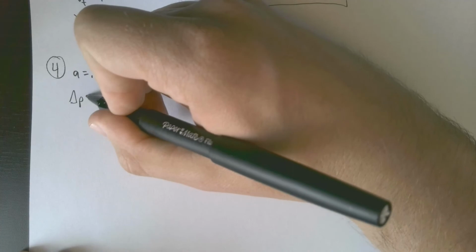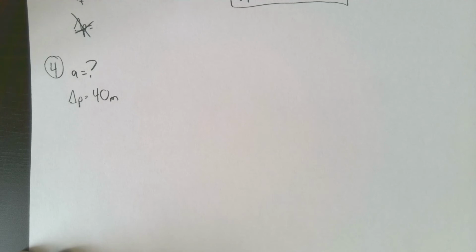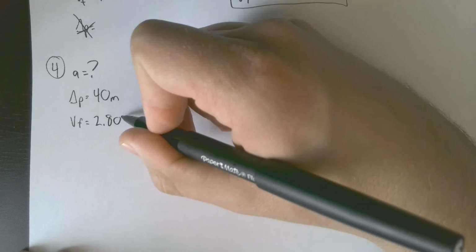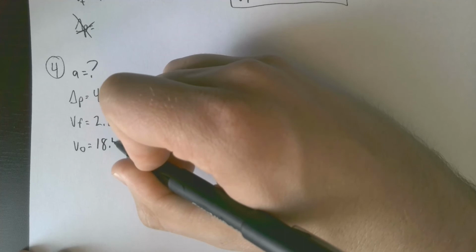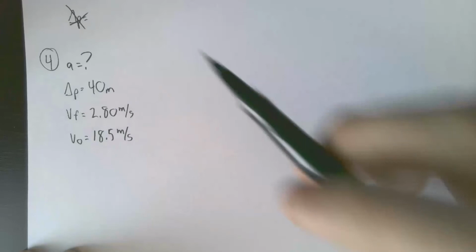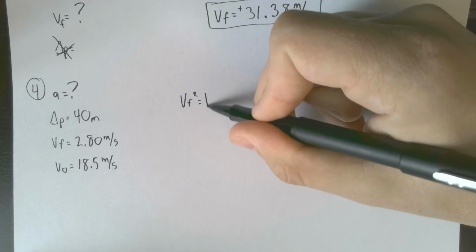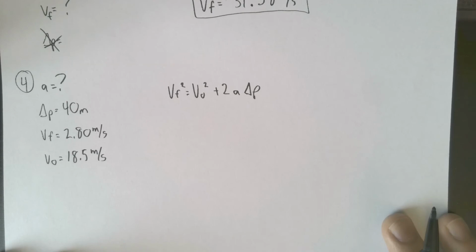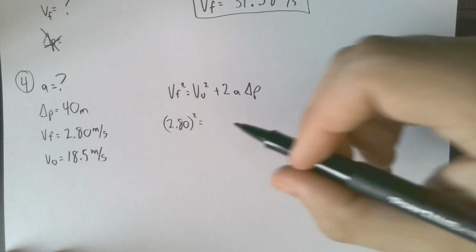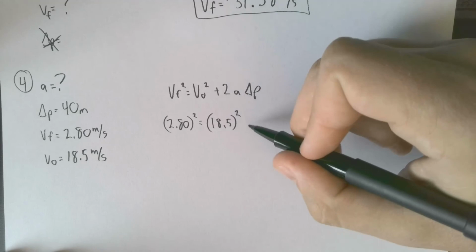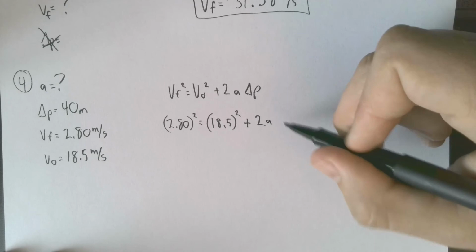It says find the acceleration. 40 meters, well, since it says meters, I know that's displacement. They say it slows to a final velocity of 2.8. So that must mean that the other meters per second number is the initial. And they don't mention time at all, so we're not going to use it. Find the equation that has all four of those. It'll be this guy. So we'll plug them in. 2.80 squared equals 18.5 squared plus 2a times 40.